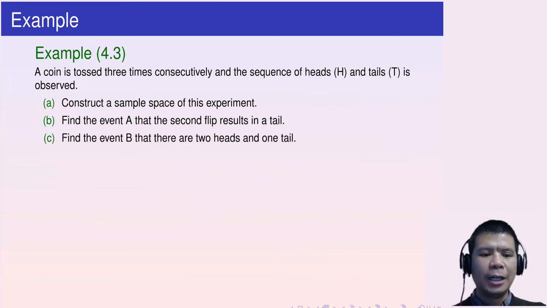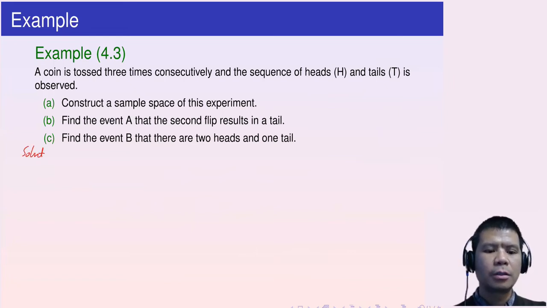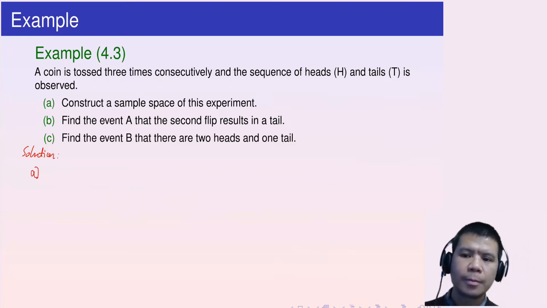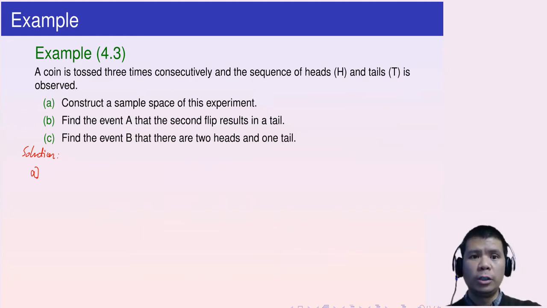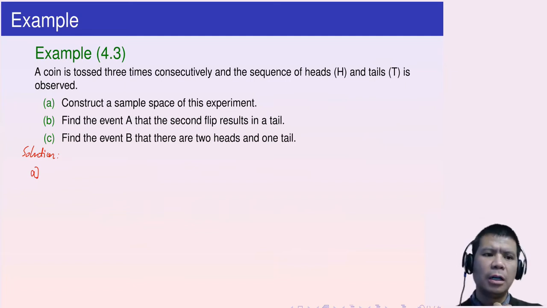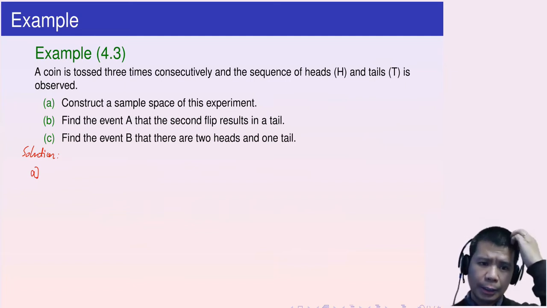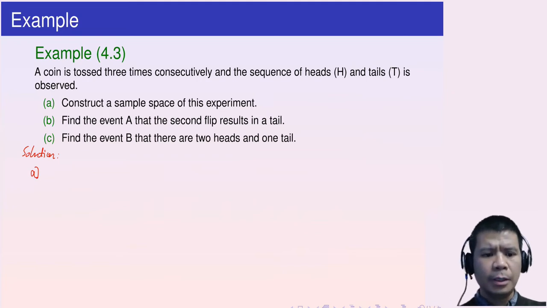Okay, so let's consider A, solution. Construct a sample space. Now we know that the sample space by definition is the set consisting of all possible outcomes. You have to include every single possible outcome, right? Firstly, how many possible outcomes are there? It seems like S equals, maybe head 3 times, right?